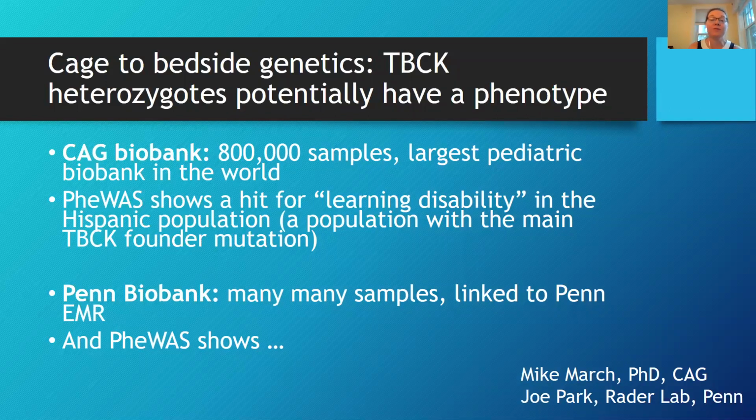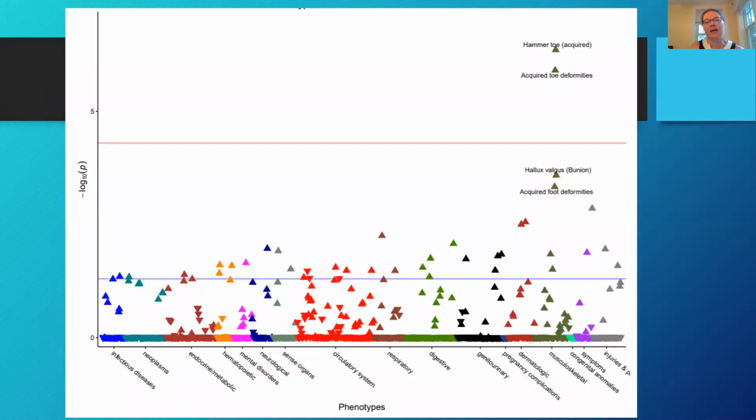So then we thought, well, we also have a biobank across the street at Penn of adult samples, that has many, many samples, I think about maybe 100,000 samples now, linked to the Penn EMR. So we said, hey guys, can you do the same analysis for us? And the MD PhD I was working with said, oh, I'm so sorry, it's just the stupid toe phenotype, I'm sorry that it didn't work. But we actually thought, it's quite a significant hit in the PheWAS, and it comes both for acquired hammer toe and also acquired toe deformities. And you can see that we start reaching significance for hallux valgus and acquired foot deformities as well.